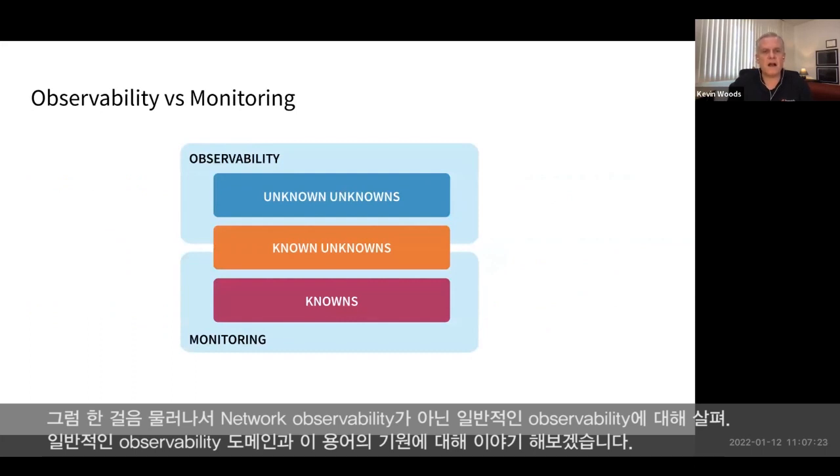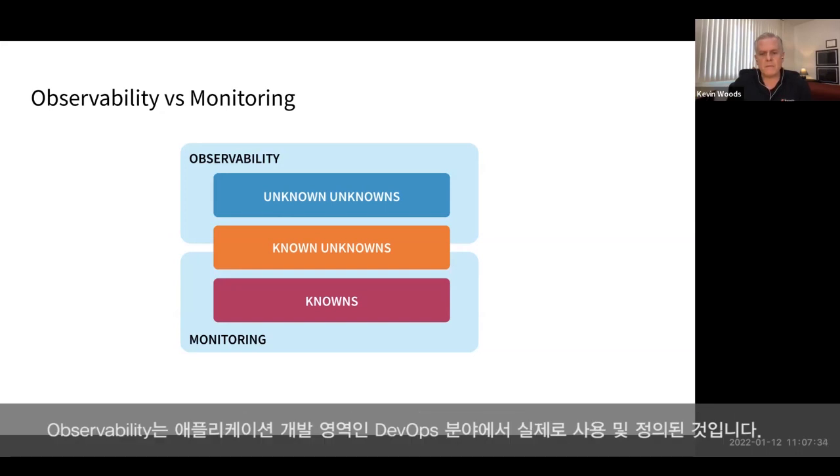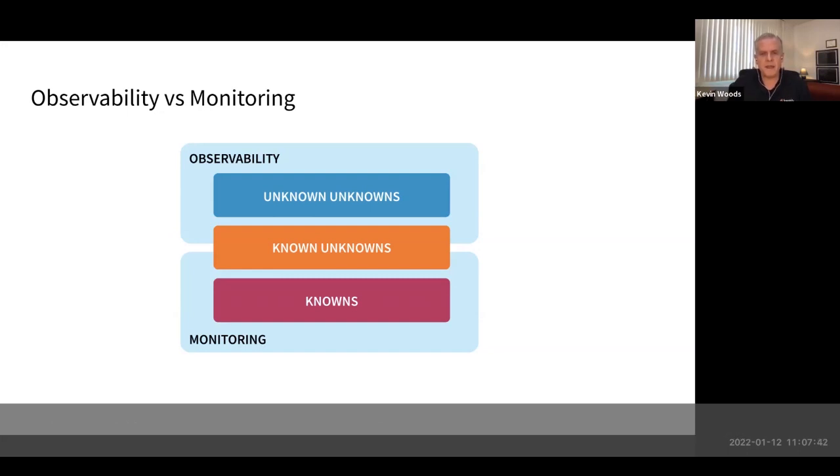Step back for a second and talk about observability in general, not network observability specifically, but the observability domain in general and where this term came from. This observability has really been used and defined in the DevOps space, in the application development space. Of course, it has origins in engineering long before that.